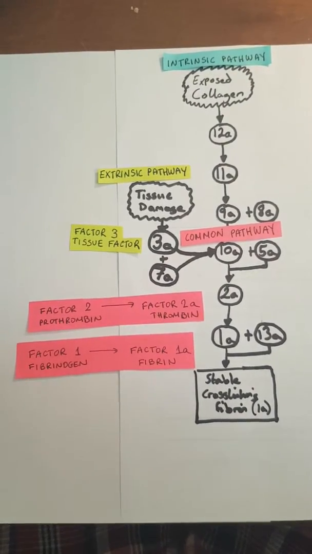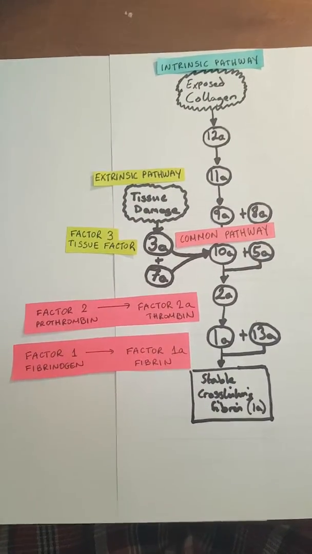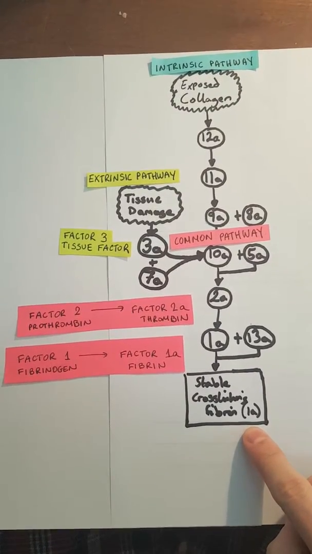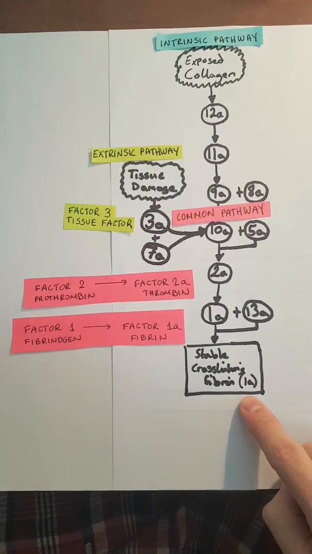Now to go through the two key players just in a tiny bit more detail, fibrin is obviously the most important factor in this pathway. It's the end point at which it all becomes cross-linked and plugs that clot to stop bleeding.